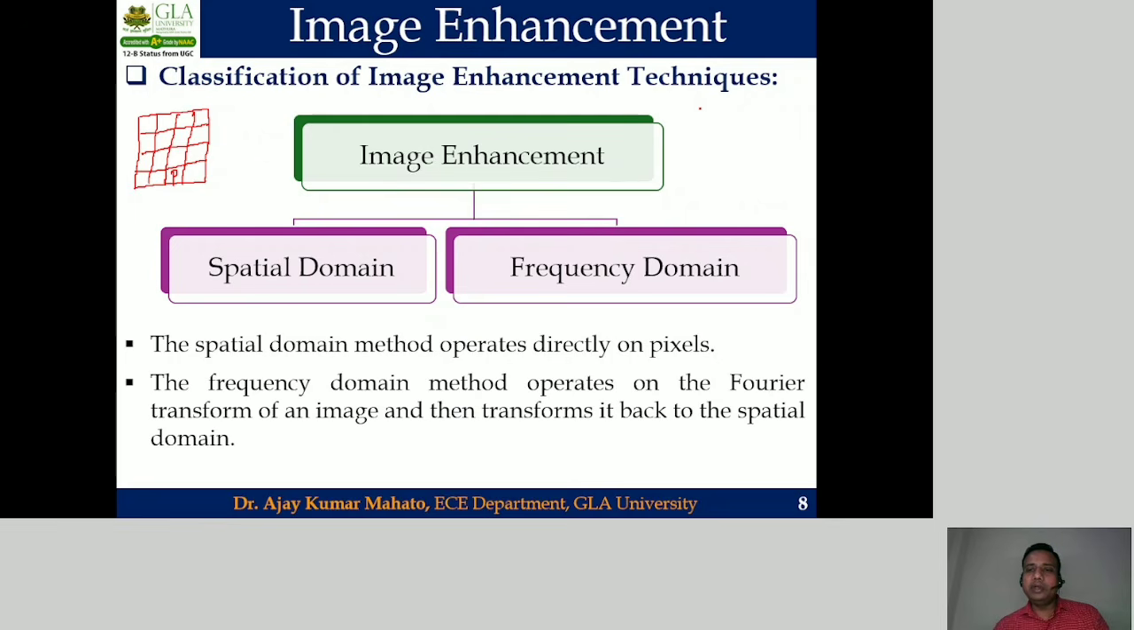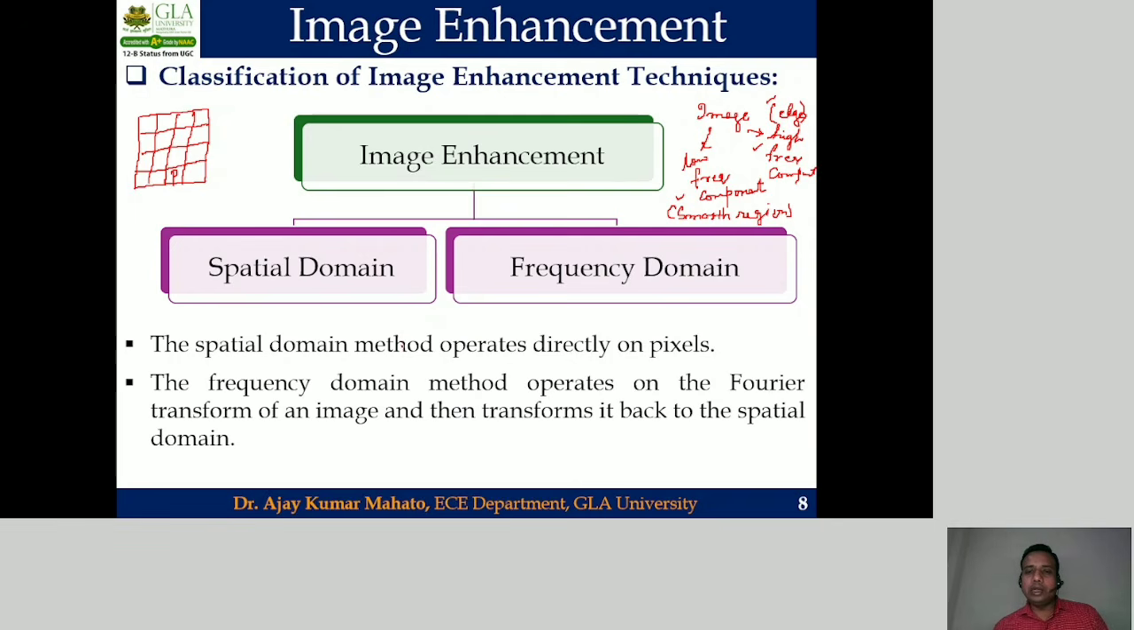Whereas in the frequency domain we assume an image consists of some low frequency components such as the smooth regions, and it consists of some high frequency components such as the edges. So in the frequency domain we assume an image consists of some low frequency components such as the smooth regions, and some high frequency components such as edges.